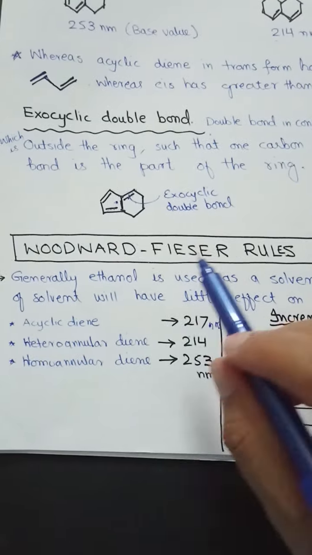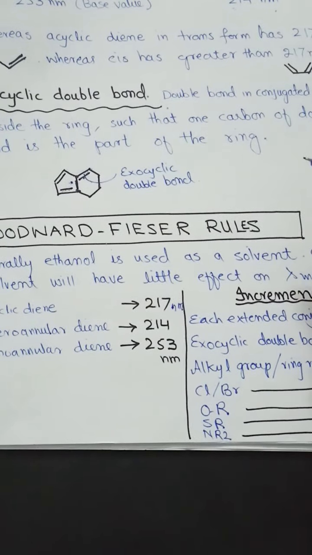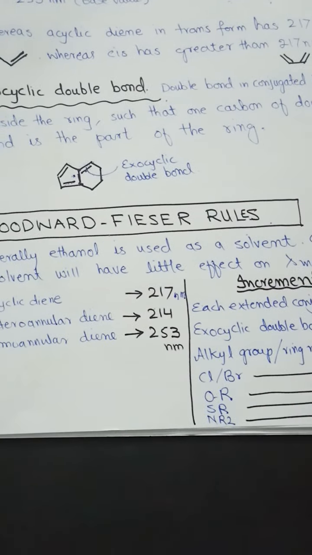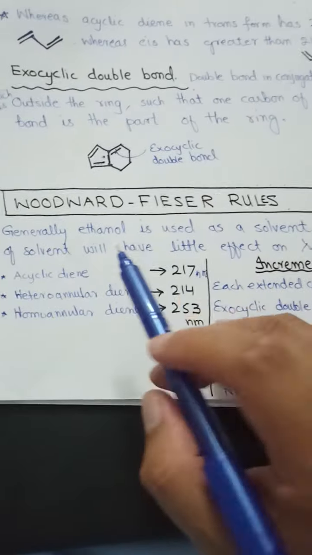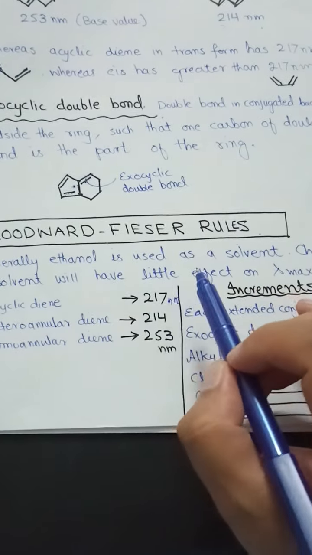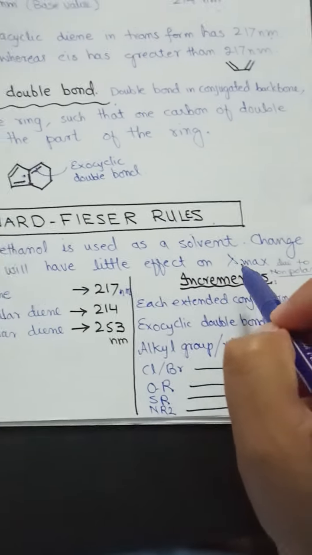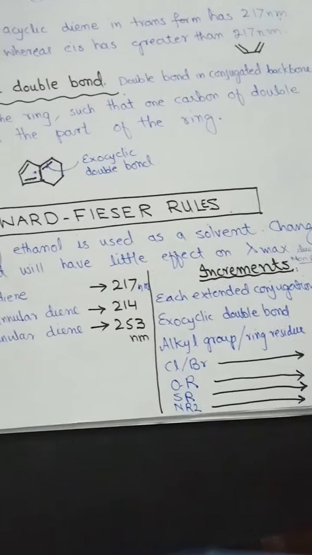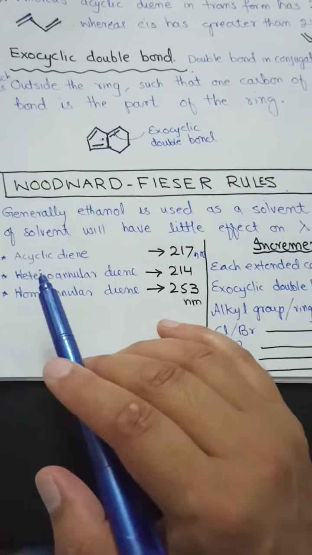Now we are moving to the Woodward-Fieser rules for alkenes or homoannular and heteroannular dienes. And after this, we will study alpha beta unsaturated carbonyl systems and aromatic compounds. Generally, ethanol is used as a solvent, and change of the solvent will have little effect on the lambda max due to the non-polar nature of the alkenes or unsaturated compounds.